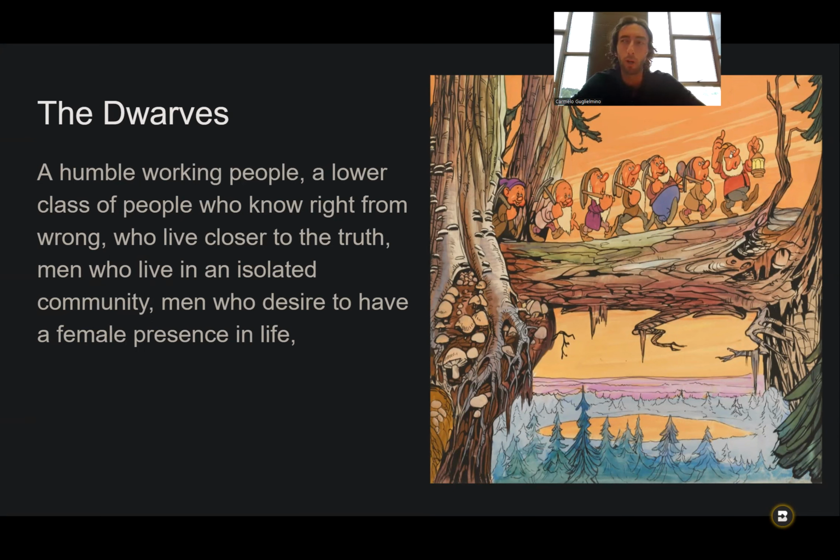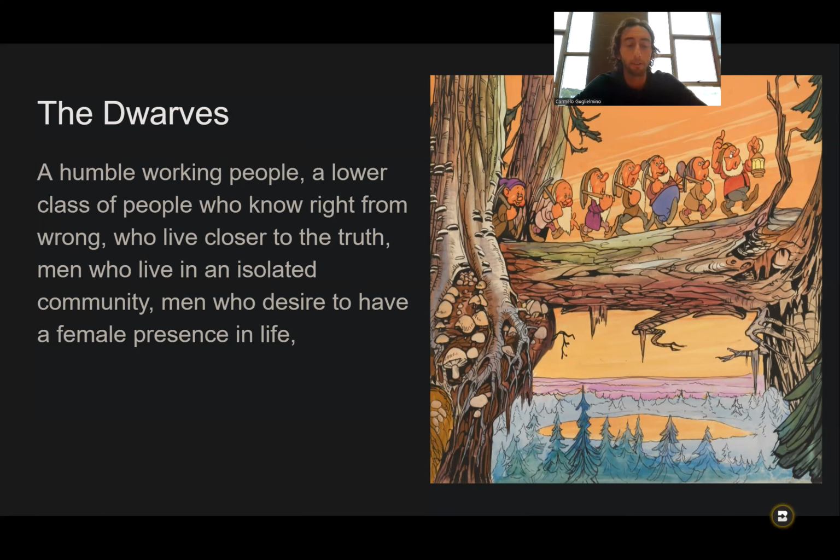Now, which lens is that focusing on? That sounds like the Socratic lens, right? Or the philosophical one at very least. Men who live in an isolated community. Sounds like it's something to do with socio-historical. They're isolated in their community. Maybe you could kind of go a lot of different angles with that.